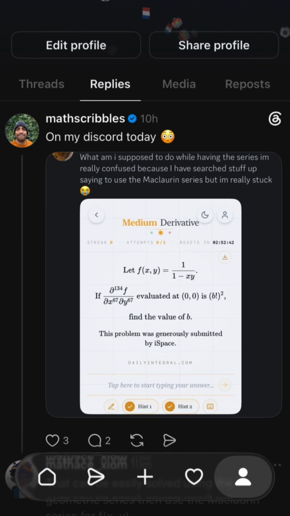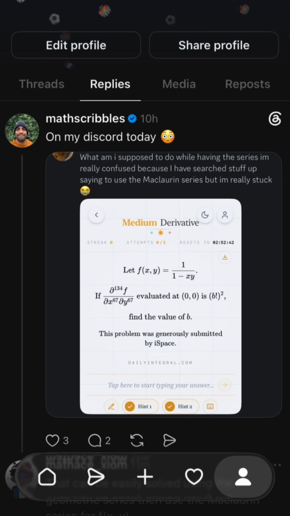So this person posted on the server about this problem, which is the medium derivative, which was available yesterday, but now it's no longer available. It does have a time limit, as it says in that screenshot. It resets in 2 hours, and this was posted yesterday. So of course, the medium derivative is already replaced by a new one.